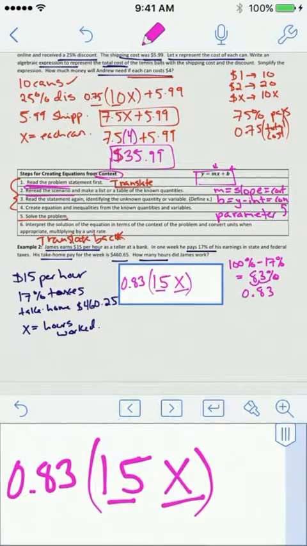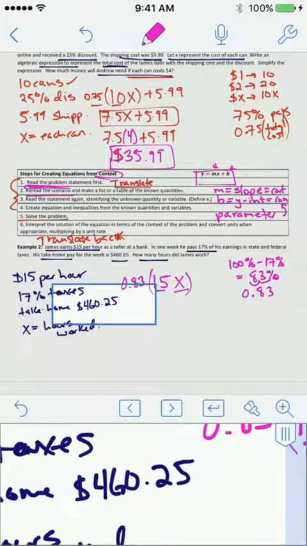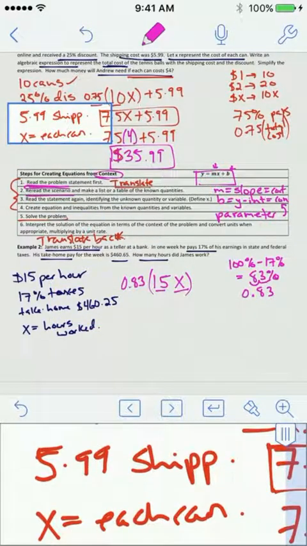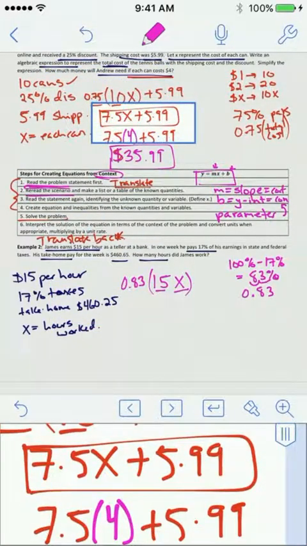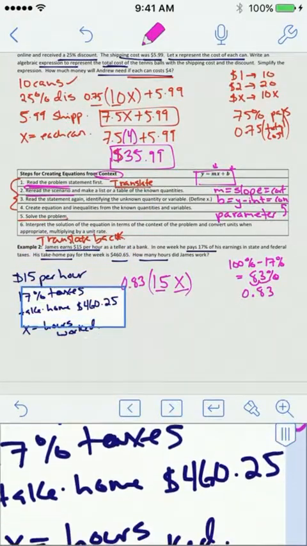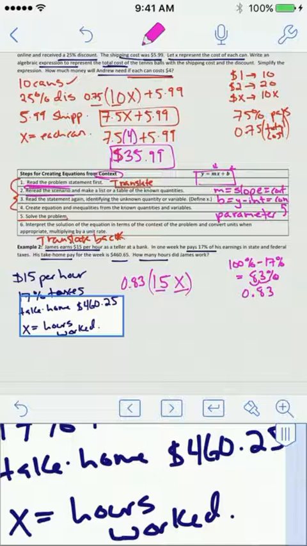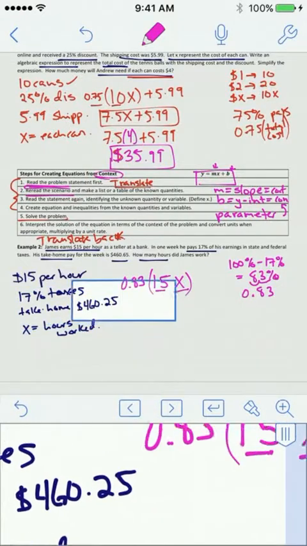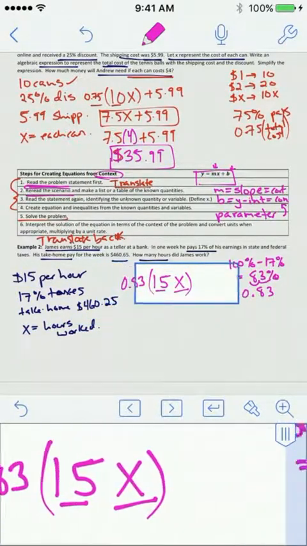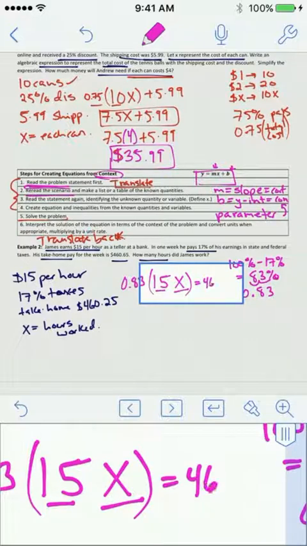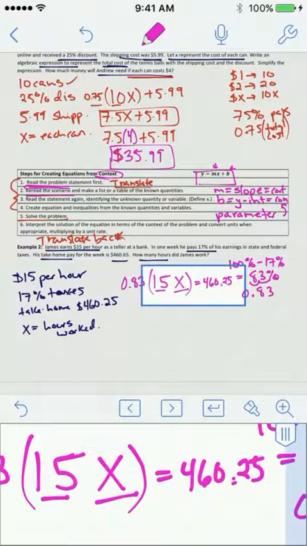And then after that, his take-home pay is $460.25. Now let's be careful here. In the last problem, we had a shipping cost of $5.99. That was an additional $5.99. The take-home pay is not going to be an additional $460, as awesome as that would be. That's what it's going to end up being, that's what it equals. That's what his paycheck is. Notice these equal words that we're saying. So this whole thing here is going to equal that $460.25. His take-home pay is going to equal that. And we have our equation.